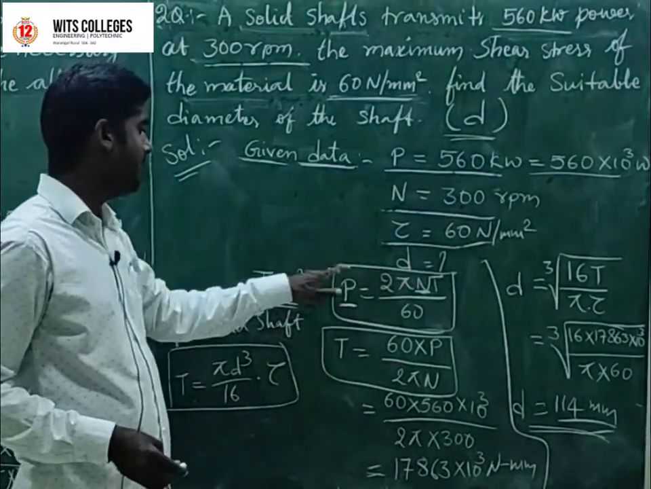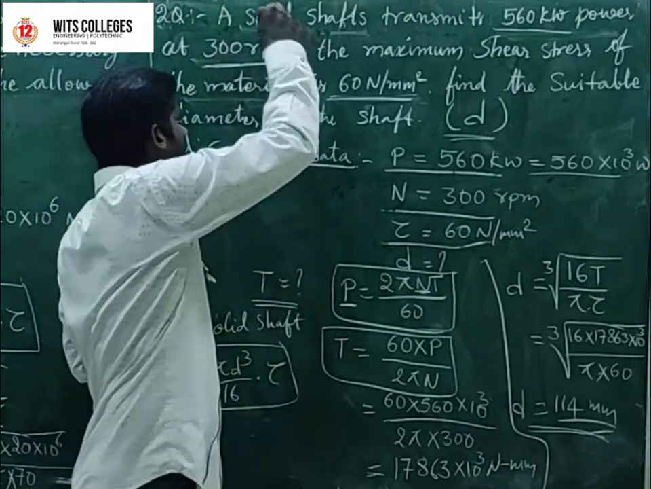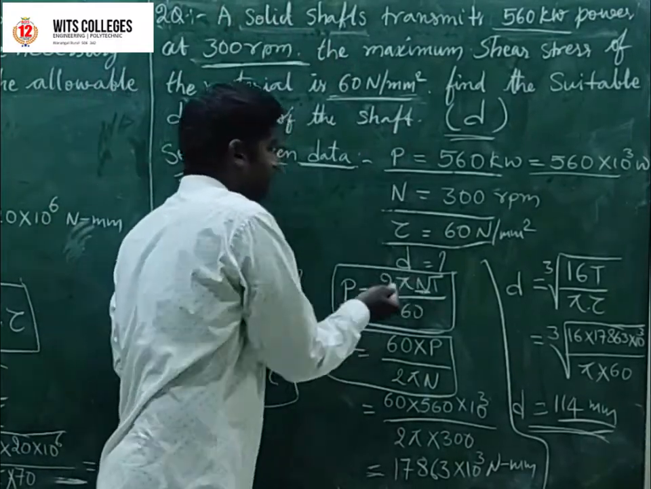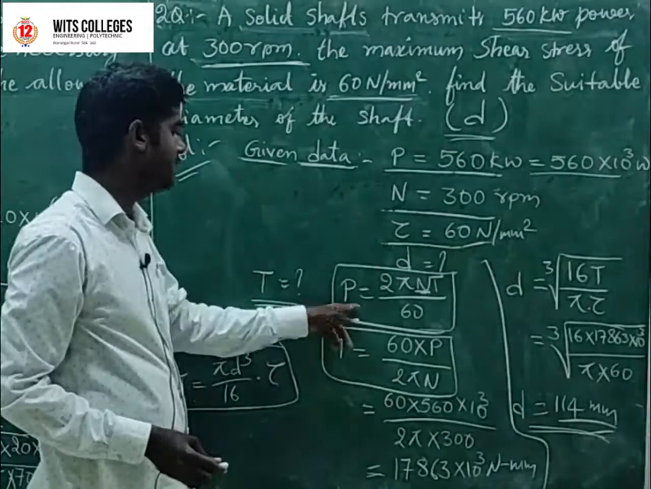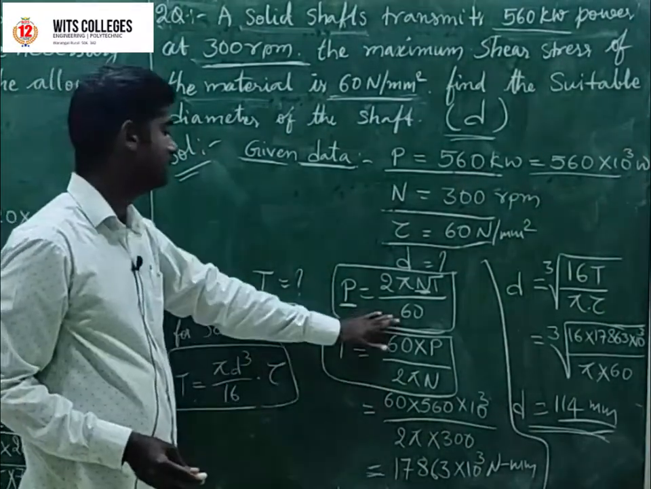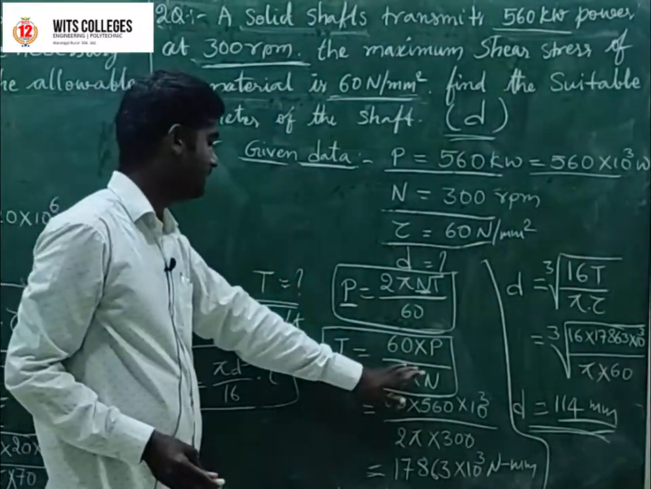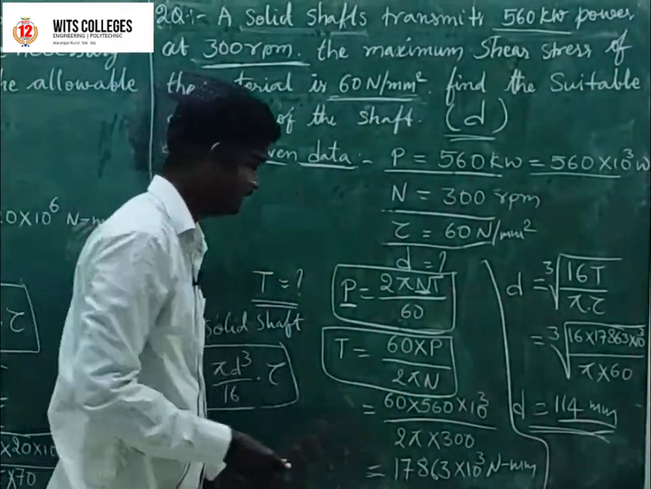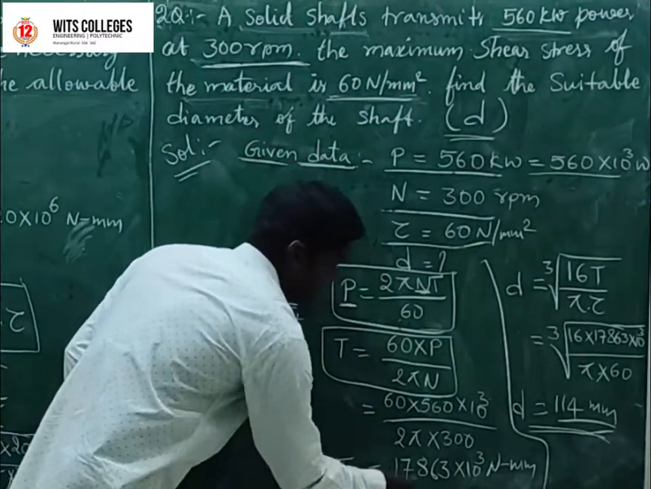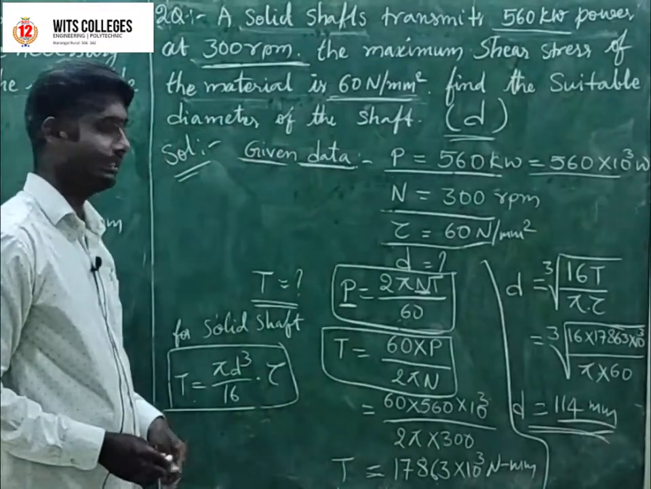Let's see the diameter. In this question T is not given. Then find out the torque. Torque, already we know for solid shaft, using the power formula 2 pi N T by 60. Then substitute N value and P. Let's see, T is equal to 17863 into 10 cube Newton mm.